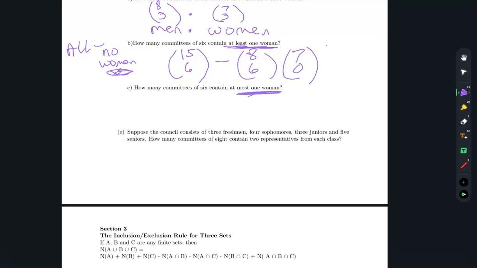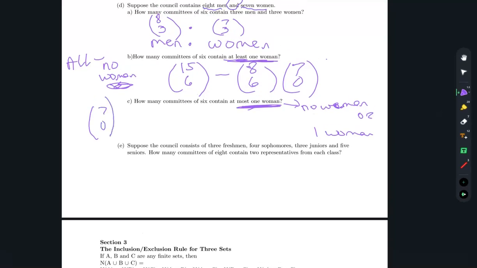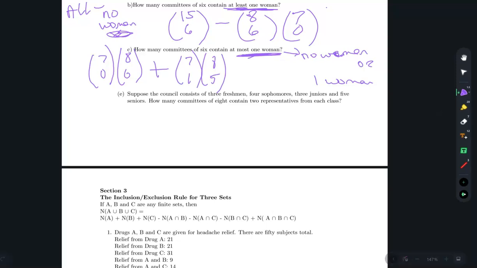At most 1 woman. This one, I do want to do addition. At most 1 woman would be no women, or only 1 woman. So if I do no women, out of the 7 women, I choose 0. And that means out of the 8 men, I choose 6. Or out of the 7 women, I choose 1, and out of the 8 men, I choose 5. So making sure you know whether it's addition or multiplication is the big deal, right?